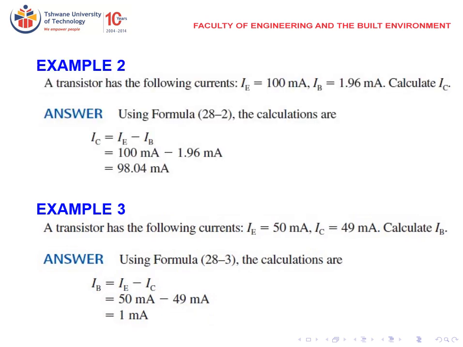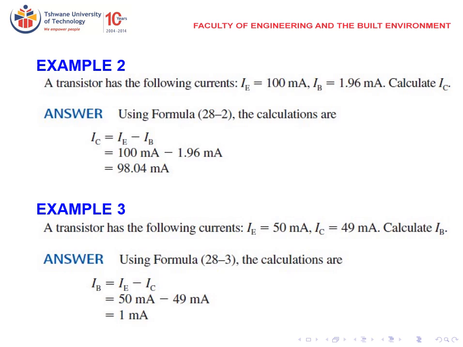Example 2, a transistor has the following currents. IE, which is your emitter current, is equal to 100 milliamperes. IB, base current, is equal to 1.96 milliamperes. So the value of IC would be equal to what? IC would be equal to the emitter current minus the base current. So it gives us 98.04 milliamperes.